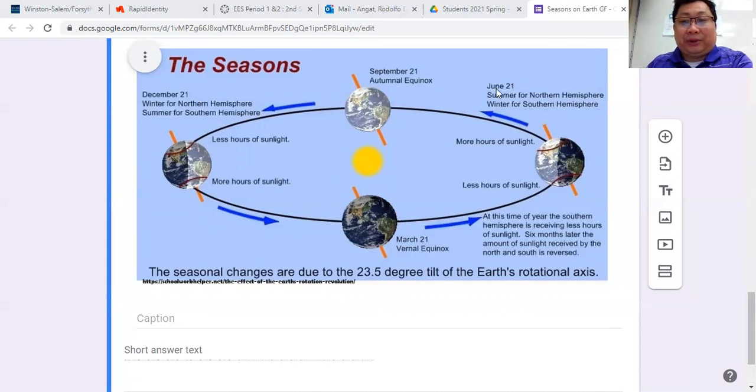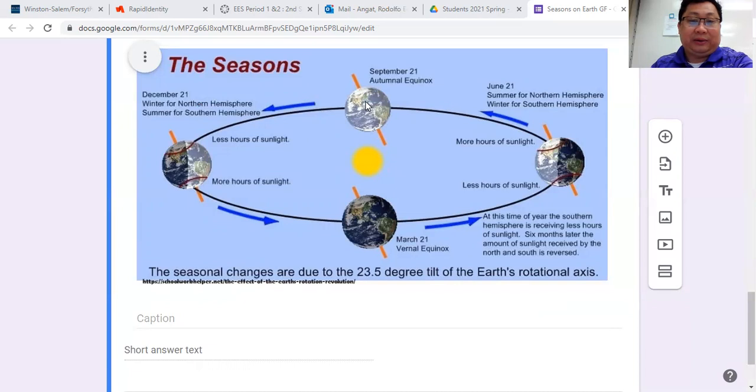After June, after summer, we go to fall. That would be the autumnal equinox, and it begins on September 21st, or sometimes September 22nd. Now, the autumnal equinox is called an equinox because during this season, days and nights are equal. Okay? Days and nights are equal. That's the meaning of equinox.